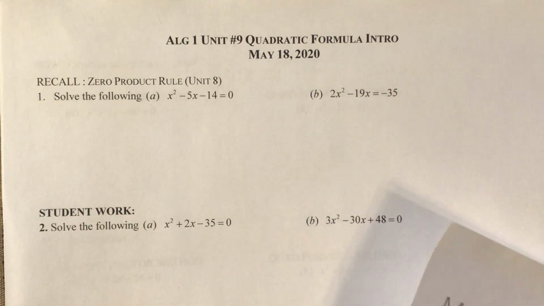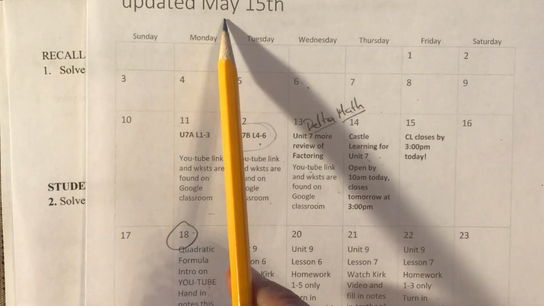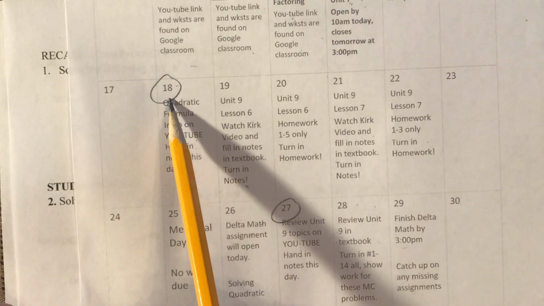We're going to have a lot less of these though pretty soon. We should have a new calendar. It says May 15th. Today's the 18th.